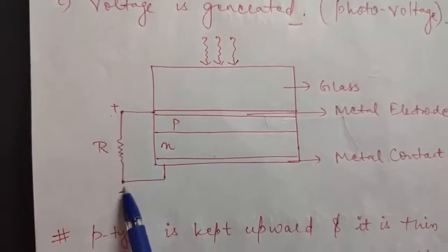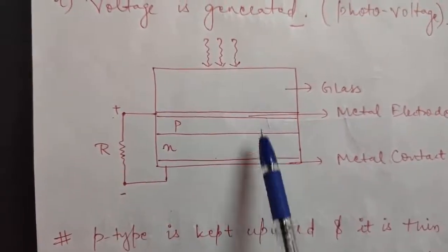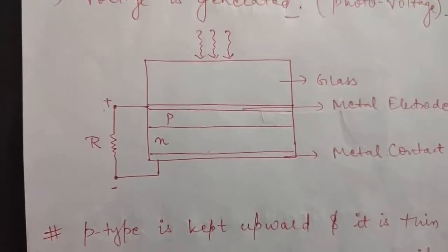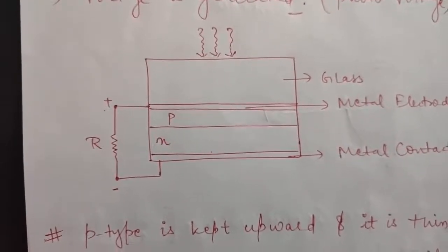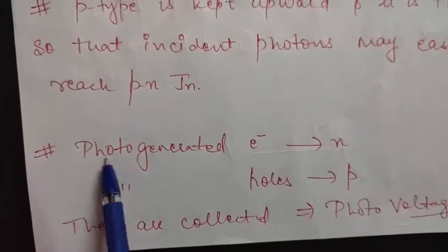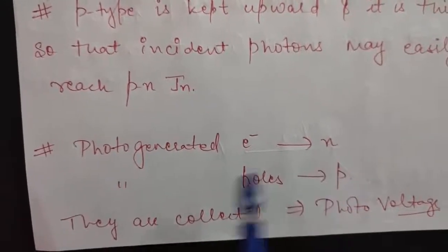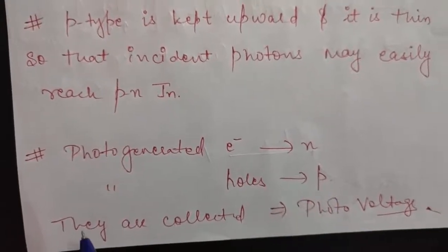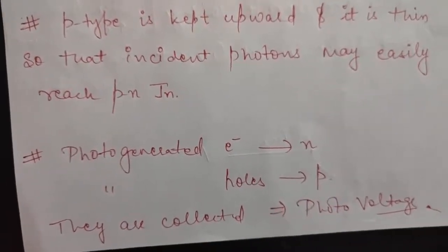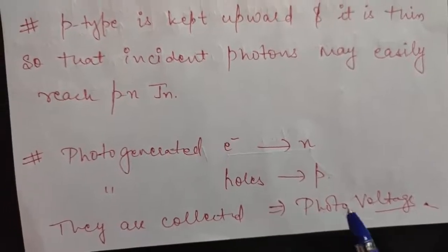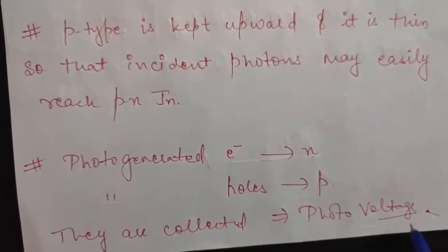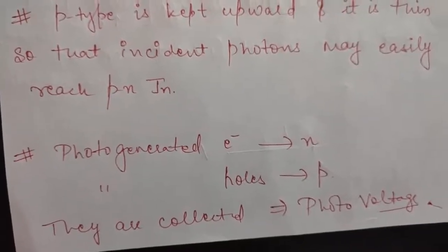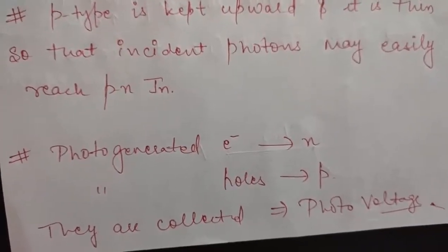So that is the reason for the positive and negative signs, and this is the reason for using metal contacts, so that the photo generated electrons and holes can be collected. So photo generated electrons will move towards n and photo generated holes will move towards p. Then they will be collected at either electrode, through which we will be getting photo voltage. So this is how in solar cells solar energy is converted to electrical energy.